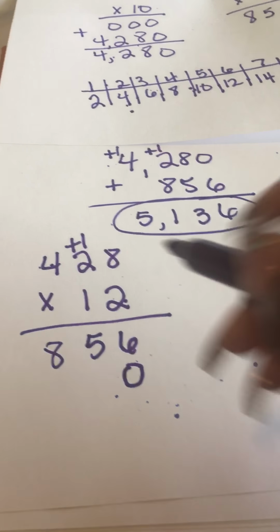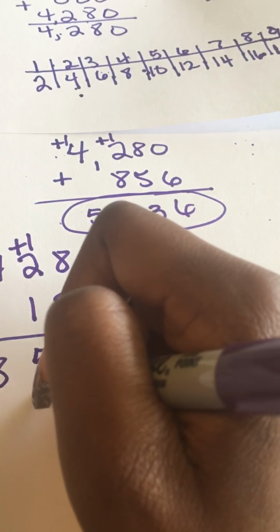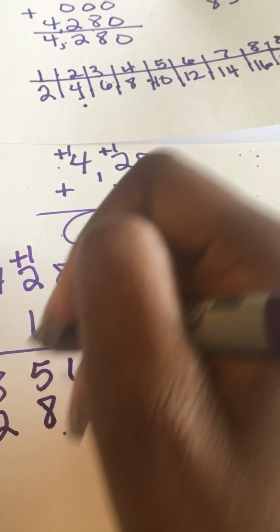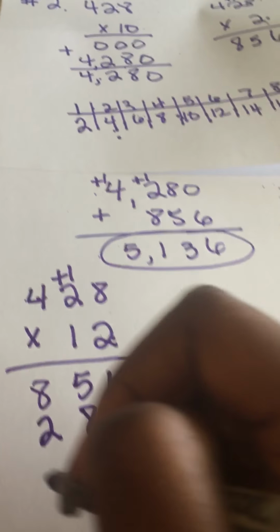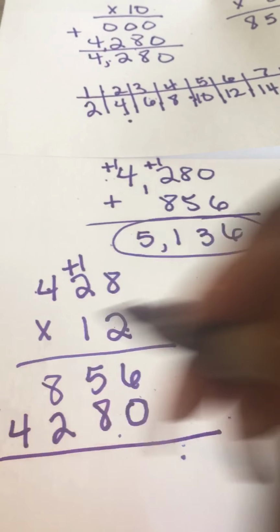Okay? 1 times 8 is 8. 1 times 2 is 2. And 1 times 4 is 4. Okay? Now I'm just going to add them together.